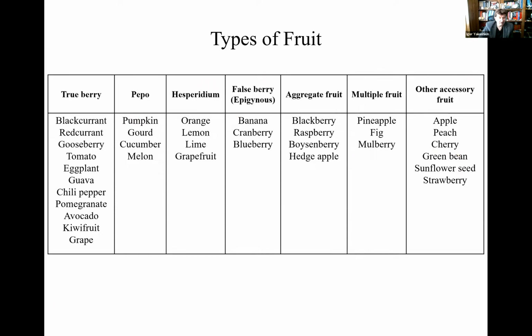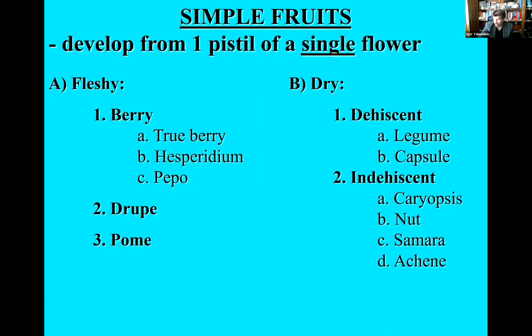So, again, whenever we're looking at fruits, we're asking, is it fleshy or is it dry? If it's dry, it can be two possible options, dehiscent and indehiscent. How can you tell them apart? Dehiscent, whenever the fruit is ready to release the seed, it will open up and the seeds will be released.